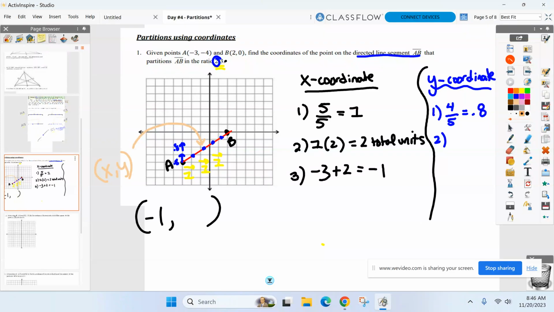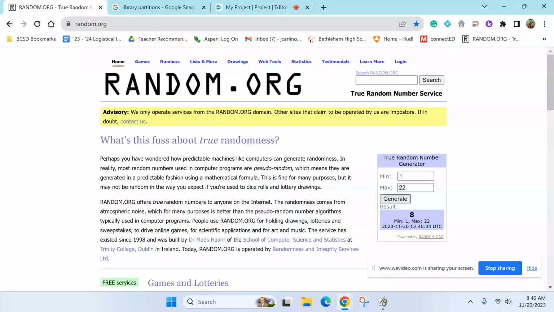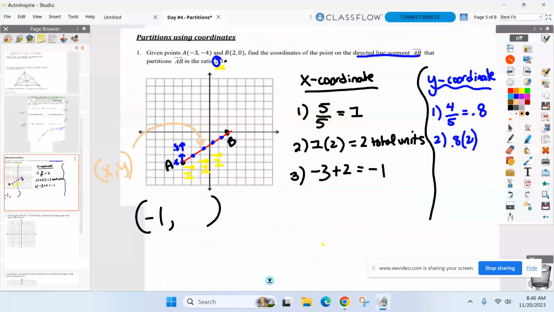So how many times am I going 0.8? Twice. Again, I always go by that first number in the ratio. The second number is only if I'm going from B to A. So how many total units am I going to go then? 0.8 times 2. I'm going 1.6 total units from the start. From the start.